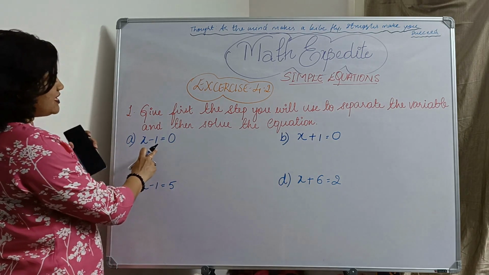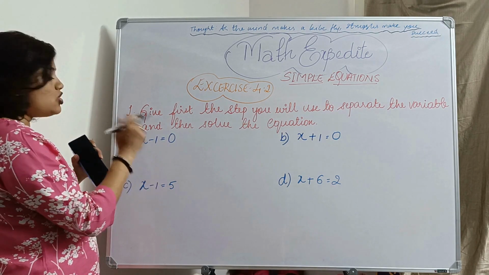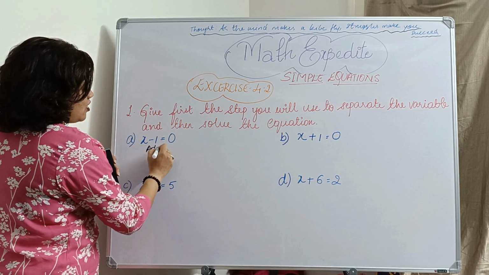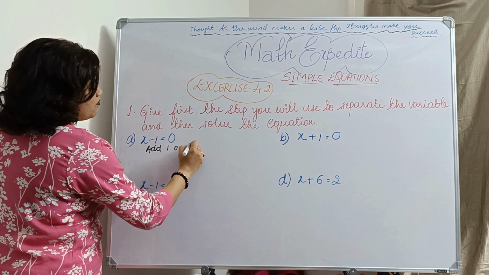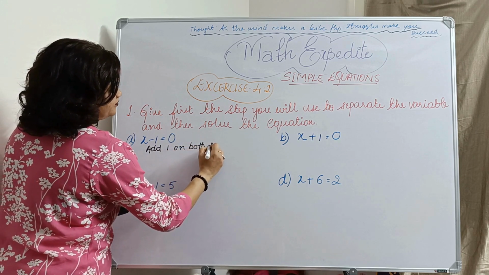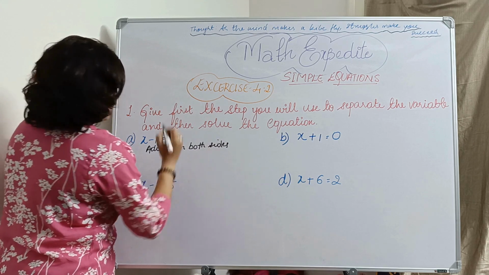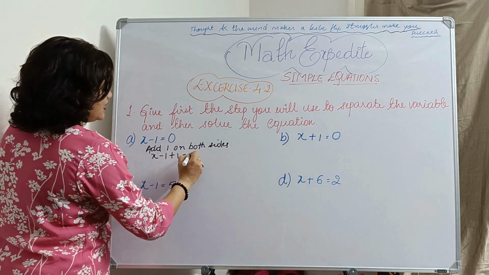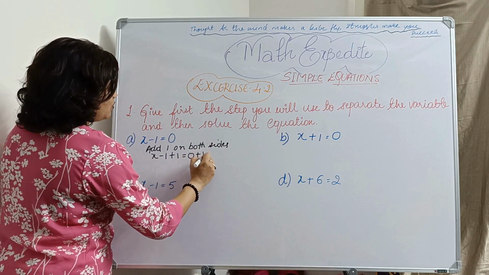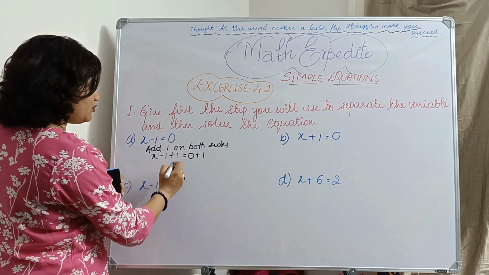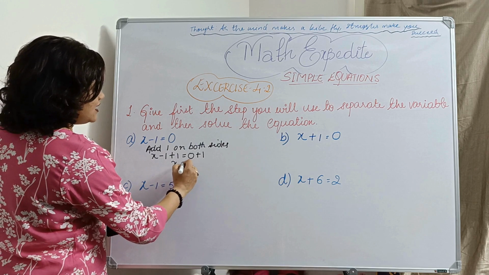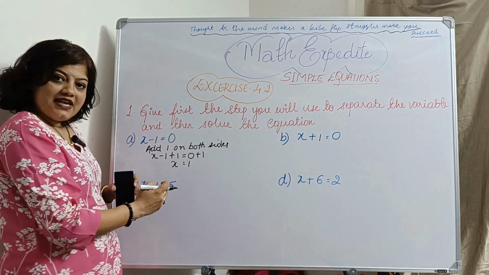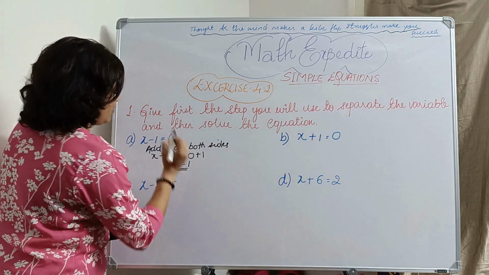So here it is x minus 1 equal to 0. So what will we do? We will add 1 on both the sides. So x minus 1 plus 1 is equal to 0 plus 1. So what happens here? 1 and 1 get cancelled and we get x equal to 1. So we did the first step and then we solved the equation.